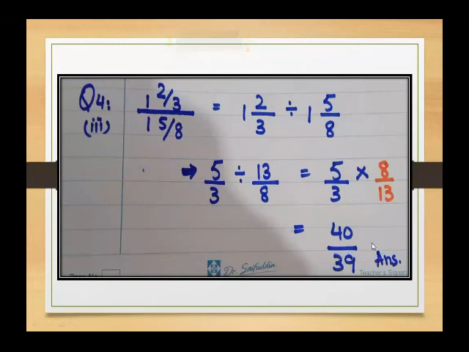Write it by yourself. The answer of this question is 1 whole 1 upon 39, because here 40 is the greater number and this is an improper fraction. So it is compulsory to convert the improper fraction into a mixed number. So the answer of question number 4 part 3 is 1 whole 1 upon 39. Hope you'll get it, students.